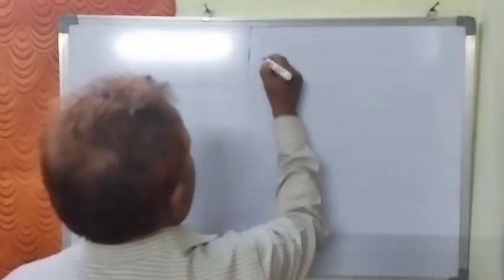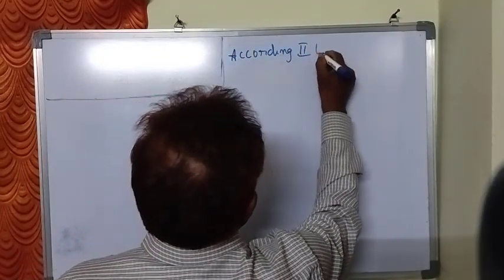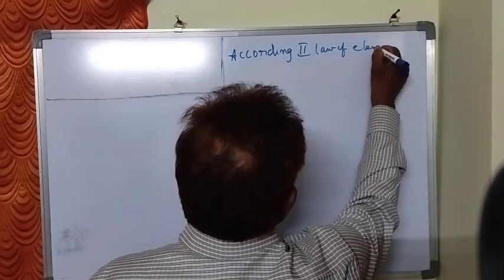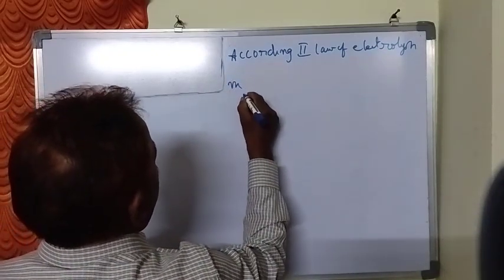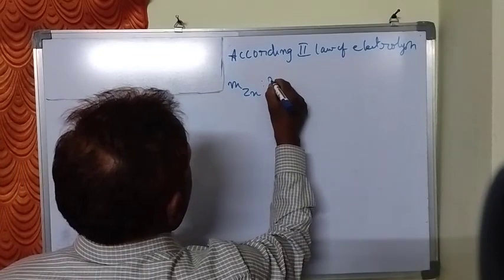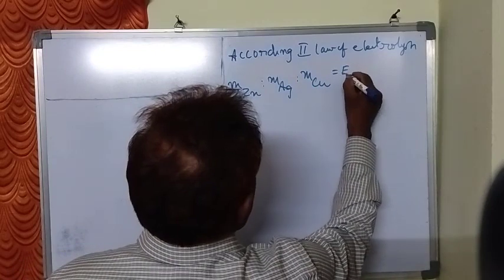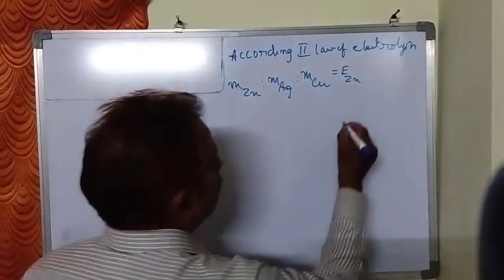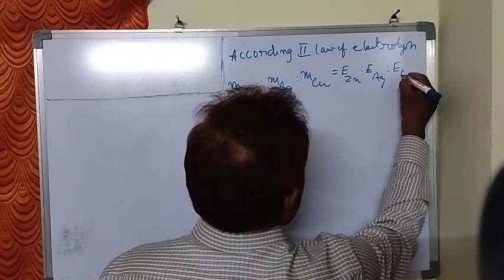The solution for the problem: in the silver nitrate container the mass of the metal deposited is given. Therefore, according to the second law of electrolysis, mass of zinc is to mass of silver is to mass of copper equal to equivalent weight of zinc is to equivalent weight of silver is to equivalent weight of copper.